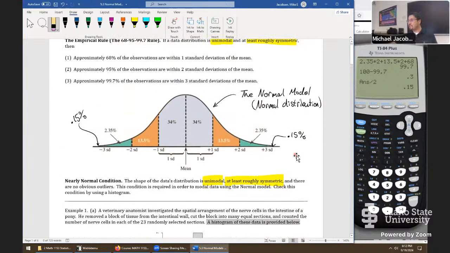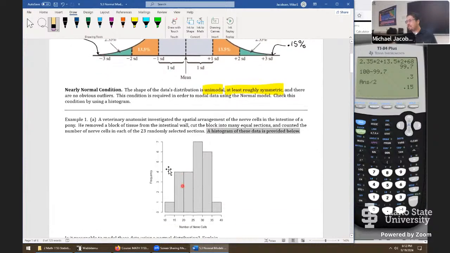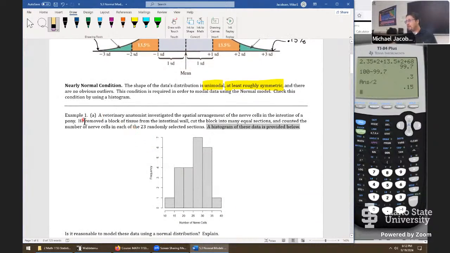But here's another way to think about it. What we're trying to do is use the empirical rule, the 68, 95, 99.7 rule, which means we're trying to fit a curve on top of the histogram to model all the data. Why would we do that? Well, it's not about that one single chunk from the intestinal wall. We wonder what would happen to all of the intestines if we repeated this over and over again. So we're trying to model a population with this curve, just using the sample data.